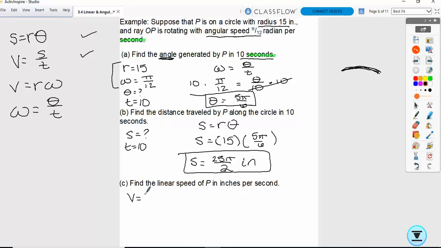All right, part C is find the linear speed. So linear speed is v. I need a formula involving v. We can do v equals s over t. We have s, we have t. We can do v equals r omega. We have r, we have omega. So you just pick which one you want to do. Would you rather divide or multiply things?